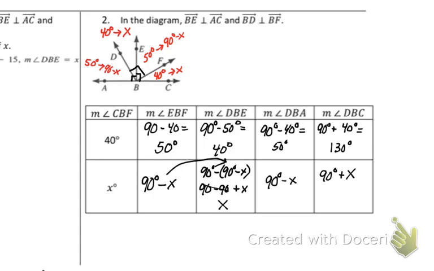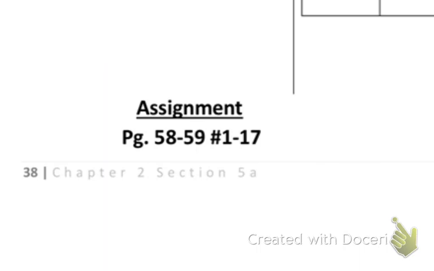And that's it. Let me go ahead and start the homework. Homework is page 58 through 59, 1 through 17. There is one proof, I believe, in there. It's one that's already kind of filled out for you.